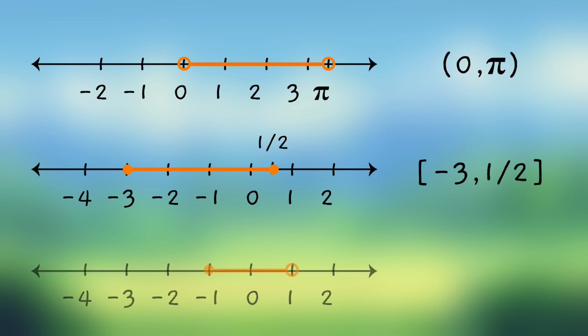And as we saw earlier, you can have an interval where one endpoint is included and the other is not. Here, the endpoints are -1 and 1. -1 is included in this interval, while 1 is not. So we use a square bracket for -1 and a parenthesis for 1.